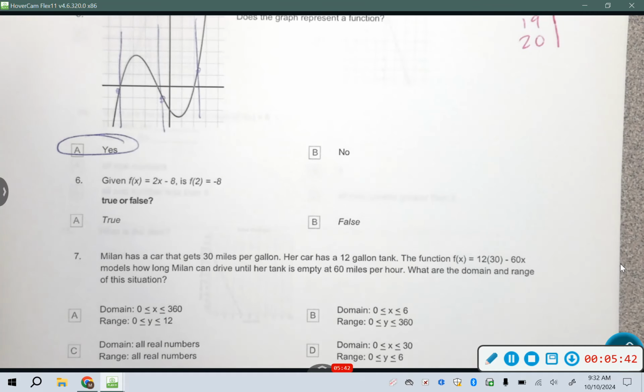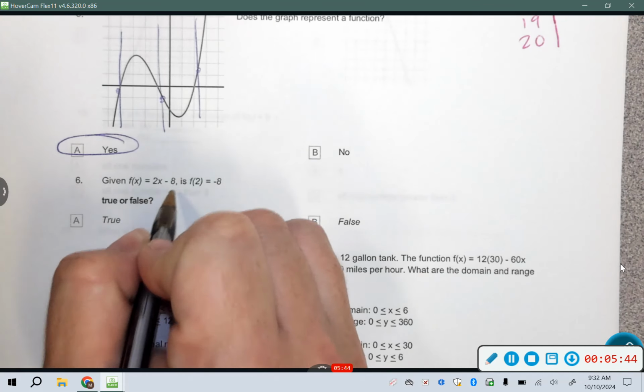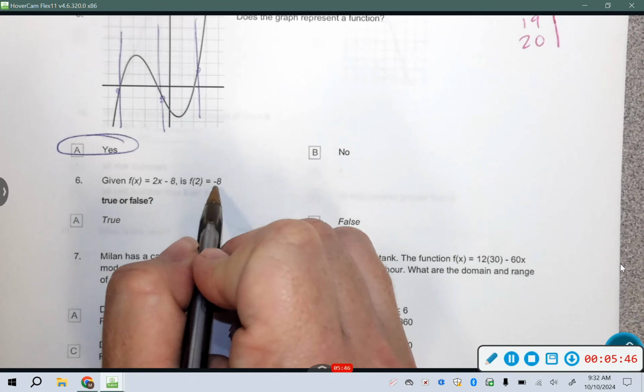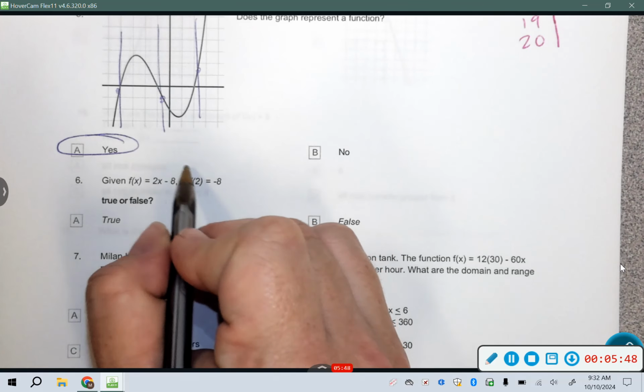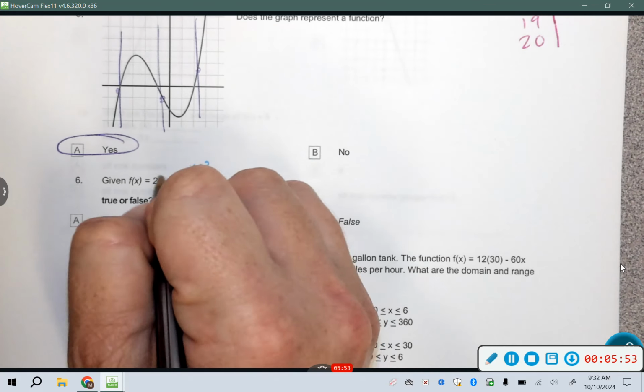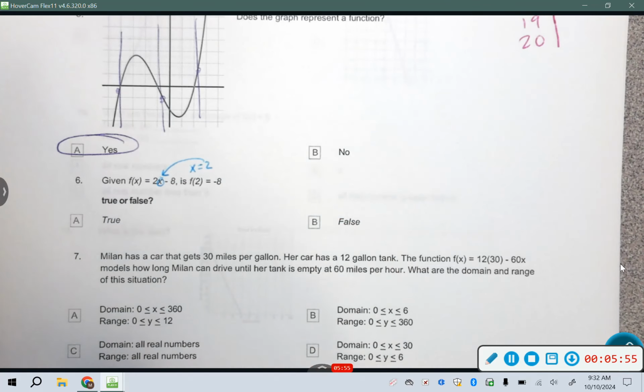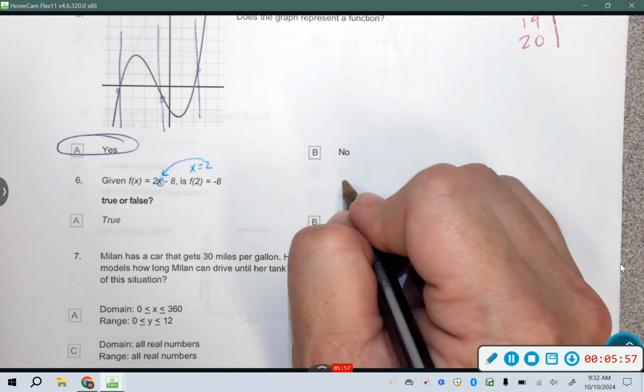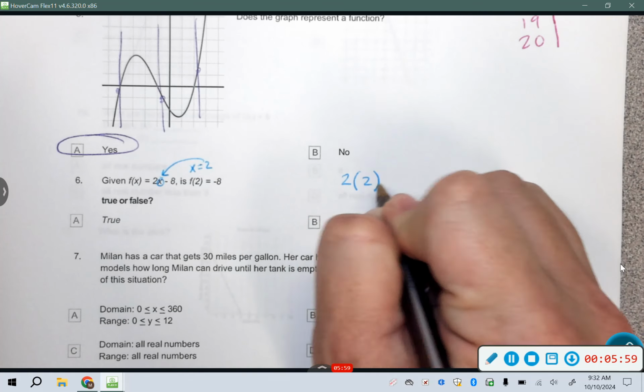6 asks true or false. So f of x equals 2x minus 8 says f of 2 equals negative 8. So I want to know if I plug in x is 2, because this, if it's inside, is telling me x equals 2. If I plug in x is 2, does it equal negative 8? Well, when I plug it in, I get 2 times 2 minus 8.